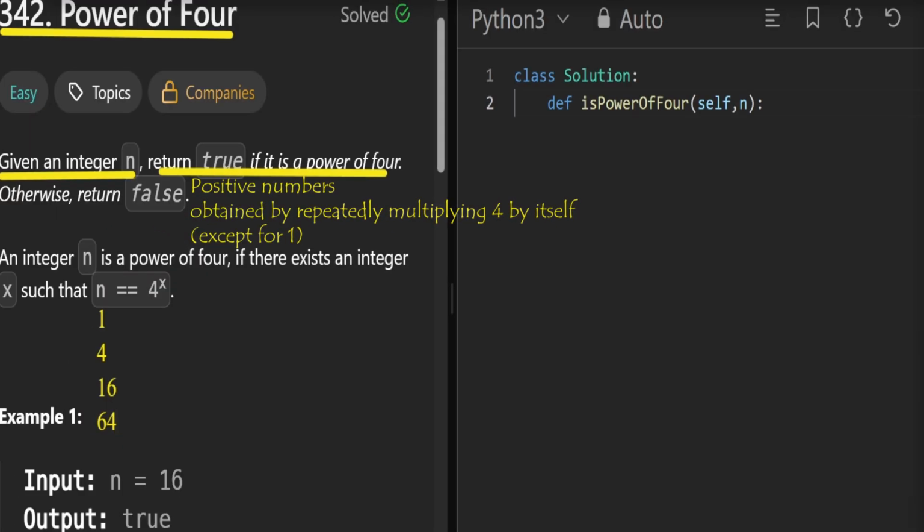Take 4 as an example. It's 4 multiplied once. So by reverse engineering, dividing 4 by 4 one time gives 1. 16 is 4 multiplied twice, so dividing 16 by 4 two times also equals 1. 64 is 4 multiplied 3 times, so dividing 64 by 4 3 times results in 1 as well.